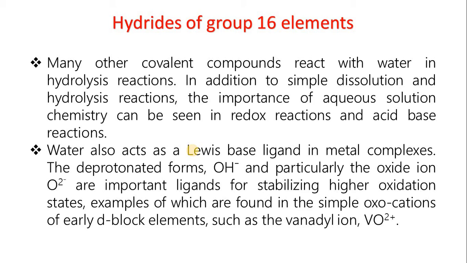There are so many hydrated copper salts and hydrated nickel salts, and the deprotonated forms, the hydroxide ion OH minus and particularly the oxide ion O2 minus, are important ligands for stabilizing higher oxidation states. If you want to stabilize a higher oxidation state like +4 or +5, then we need ligands like hydroxide ion and oxide ion. For example, the oxo ions of early d block elements such as vanadium. In the vanadium ion, the oxidation state of vanadium is +4, which is a high oxidation state. To stabilize it, we need ligands like oxide and hydroxide.